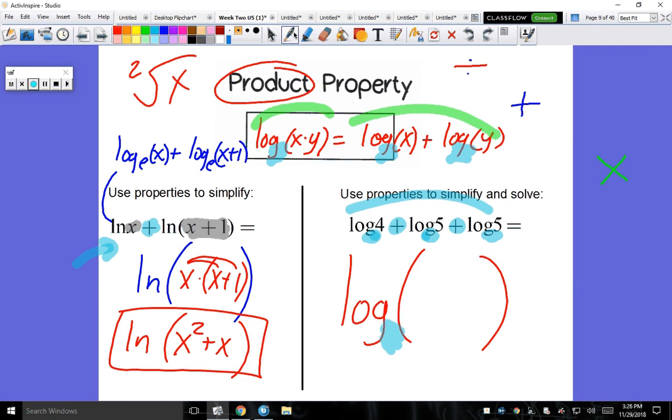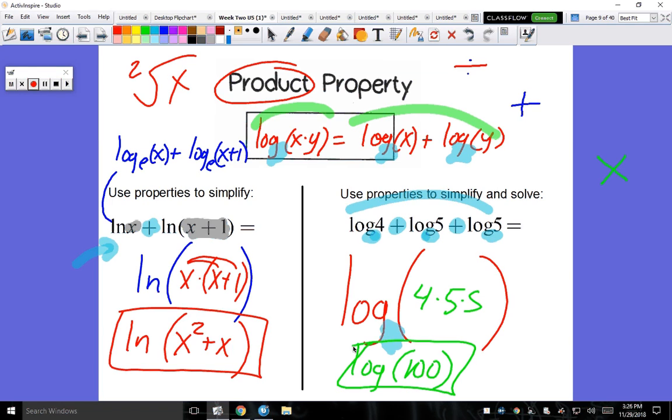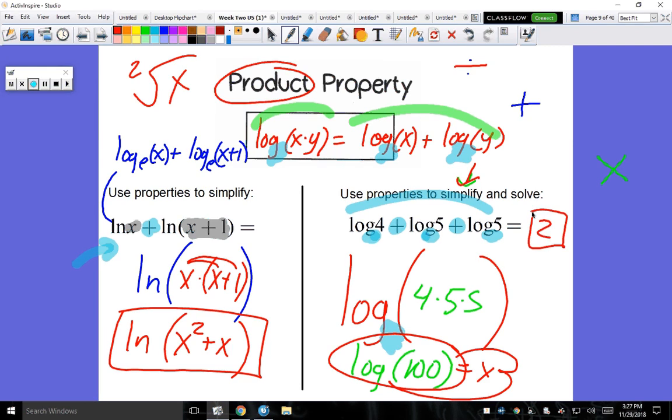Anyway, so let's look at this. What's 4 times 5 times 5 going to equal anyway? 100. So the answer is, no, not 45. Log of 100. Is that my final answer, yes or no? No, log of 100 is not my final answer. We want to simplify as much as possible. Who can tell me what this can simplify further to? 2. Nicely done, because this is equal to x. 10 to the power of x is 100. So that whole thing is 2.